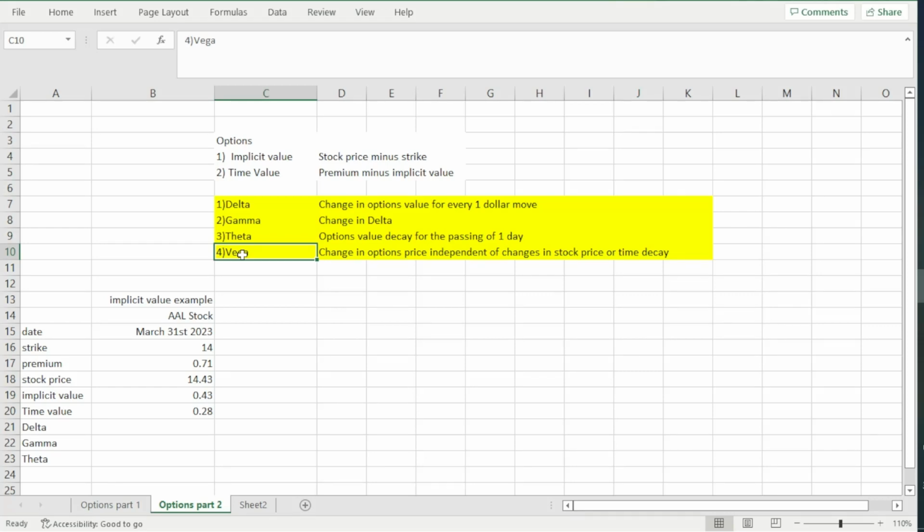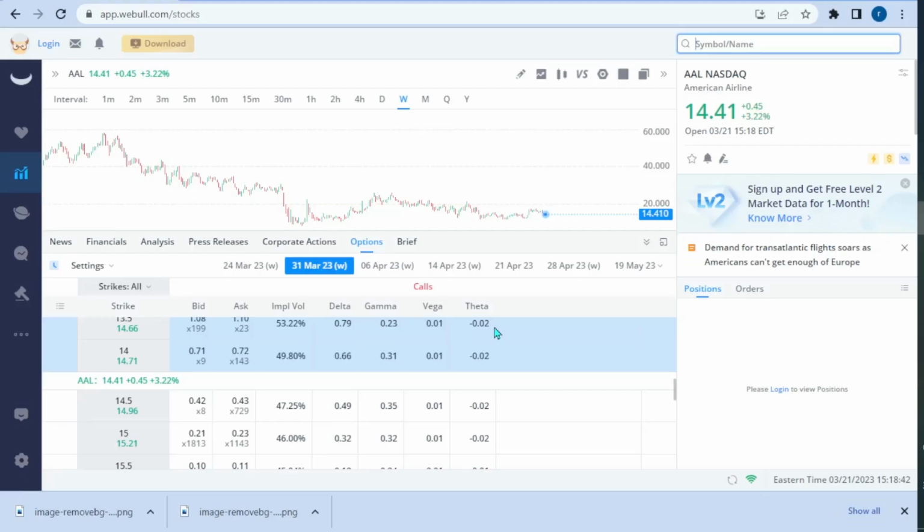We're going to go back and look at the same example of American Airlines, same strike, same date. Let's look at this again, and now we're going to focus on the options Greeks. If I'm looking at this 14th strike, we can see right here that the delta is 66 cents.